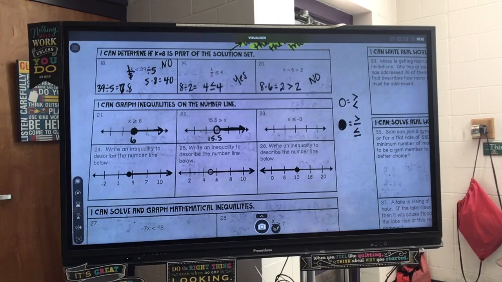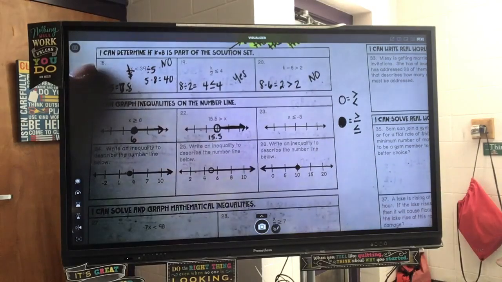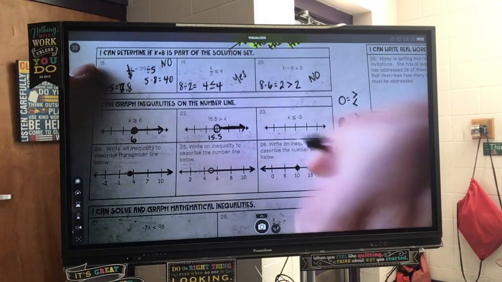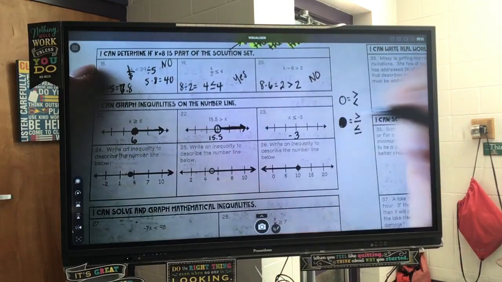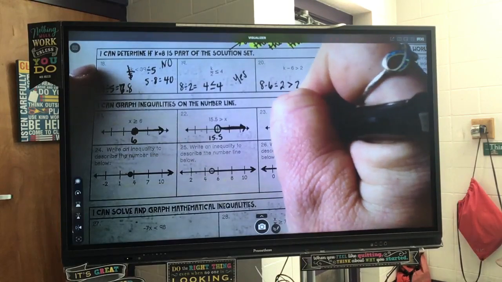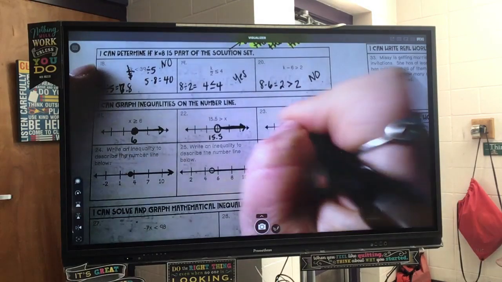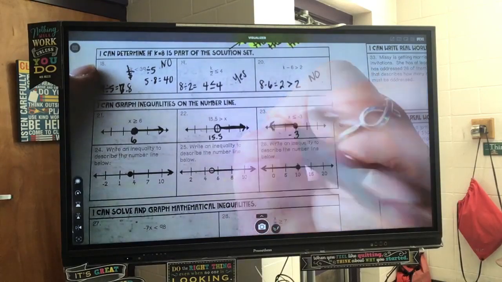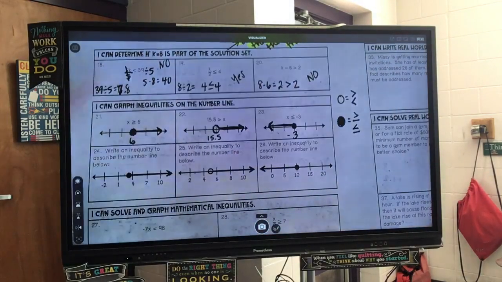Alright, 23 says x is less than or equal to -3. So what number goes on our number line? Haley. -3. Open or closed circle? You said closed? Okay, and then which direction? To the left, why? X is less than or equal to -3, yes.